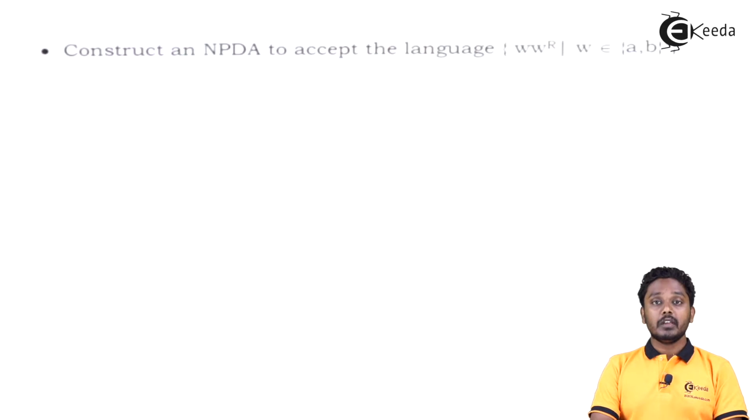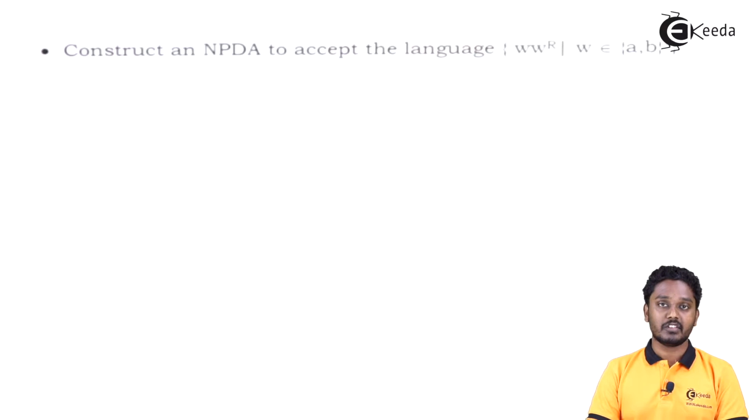The real problem over here is that we don't know the middle of the string. So we have to assume that every position is basically the middle. And we have a non-deterministic transition. That is, in one we are assuming that it is the middle, and in the other we are assuming that it is not the middle. Let us see how the design works.